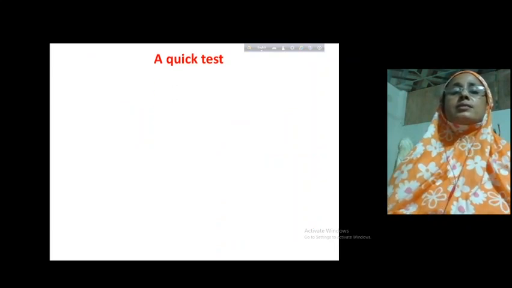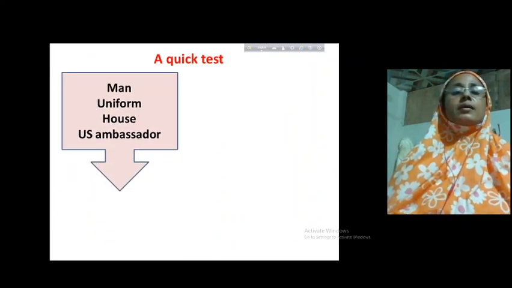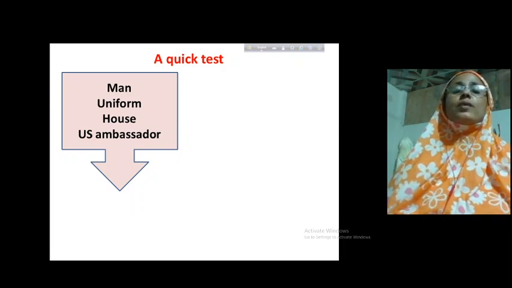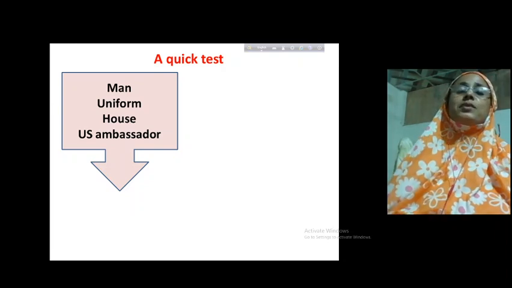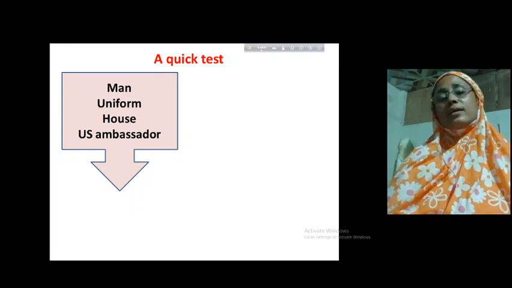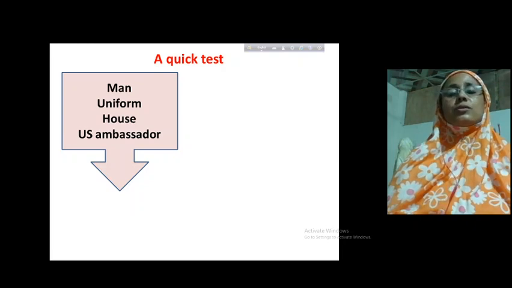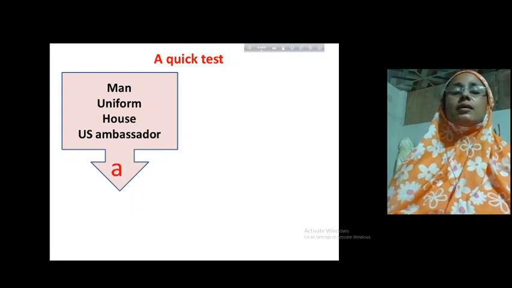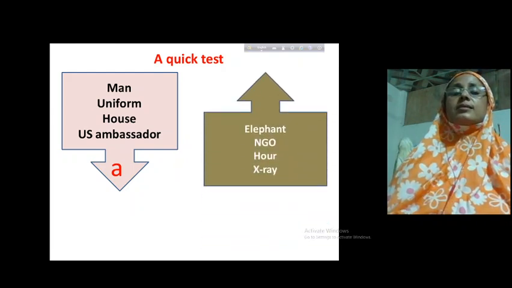A quick test. Man, uniform, house, US ambassador. Can you say whether you will put a or an before these words? Very good. We will use a before the words man, uniform, house, and US ambassador.